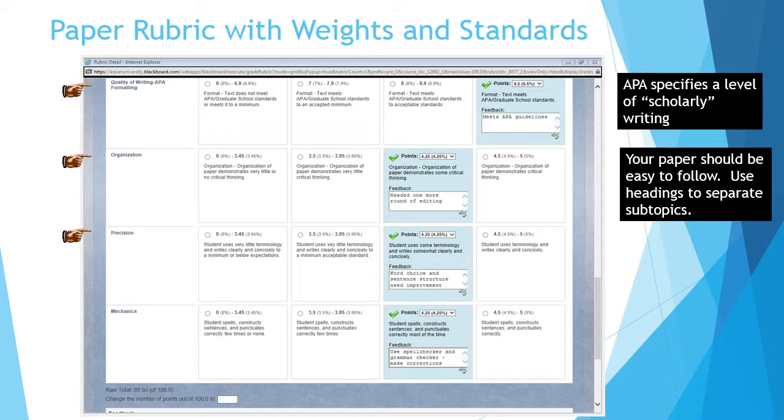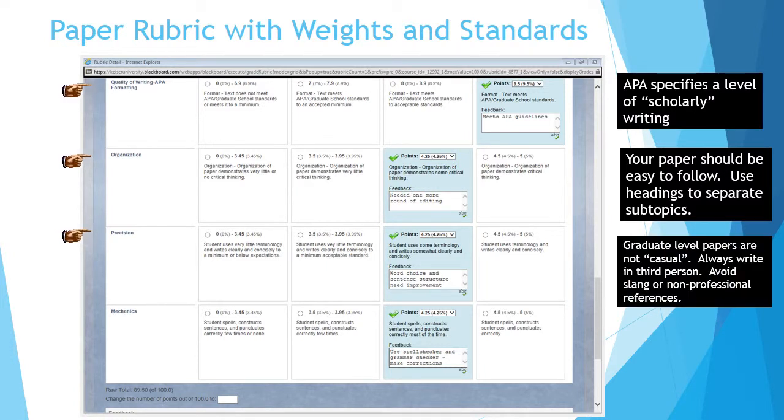The next category deals with precision, and here again we're getting at the quality of the writing. Graduate level papers are not written in a casual first-person manner. You should always write in third person, avoiding any kind of slang or non-professional references. Again, this is something that you're aiming towards sending in to a professional academic journal, and the reviewers would certainly toss it out if it did not appear to be written at a professional scholarly level. So get in the habit of reviewing your work and then throwing out anything that appears far too casual.